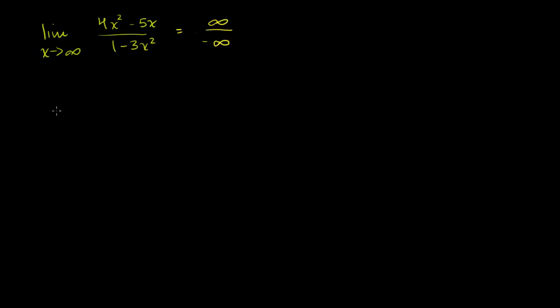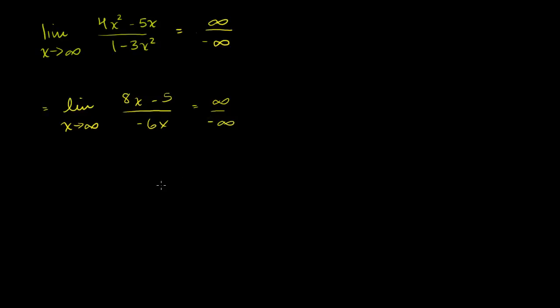So if the limit of their derivatives exists, then this limit is going to be equal to the limit as x approaches infinity of the derivative of the numerator over the derivative of the denominator. The derivative of 4x squared minus 5x is 8x minus 5. The derivative of the denominator: the derivative of 1 is 0, and the derivative of negative 3x squared is negative 6x. And once again, when you evaluate at infinity, the numerator approaches infinity and the denominator approaches negative infinity. Negative 6 times infinity is negative infinity.